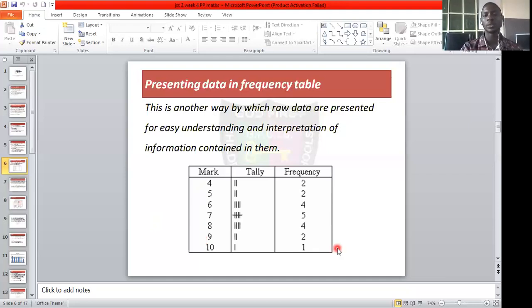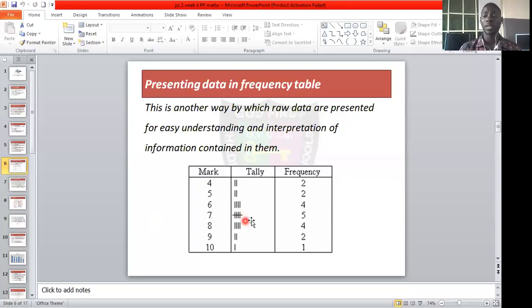So in doing this is how you prepare the tally table for your frequency table. This is 2, 1, 2. This is 2, 5 appeared twice, 1, 2. 6 appeared 4 times, 1, 2, 3, 4. So this is how you prepare 5 in tally. 1, 2, 3, 4, then you cross it, giving a whole of 5. And since it is different from 4, 4 is not crossed, but 5 you cross it.